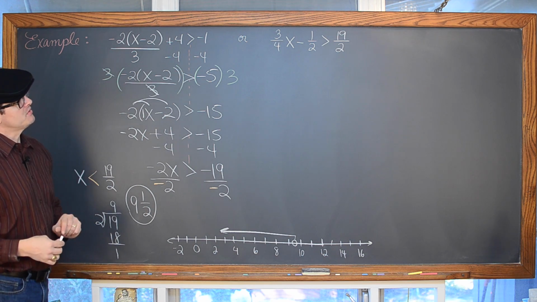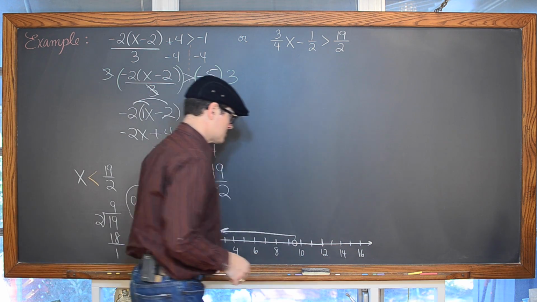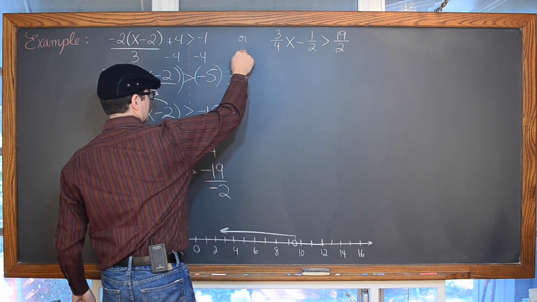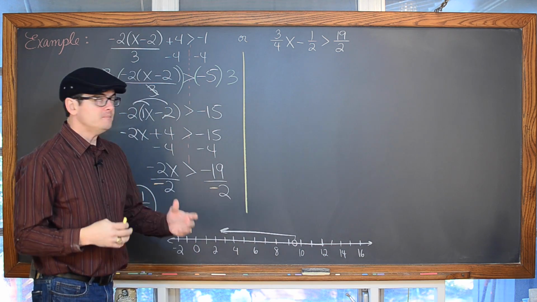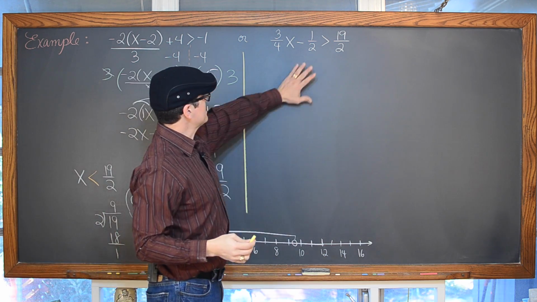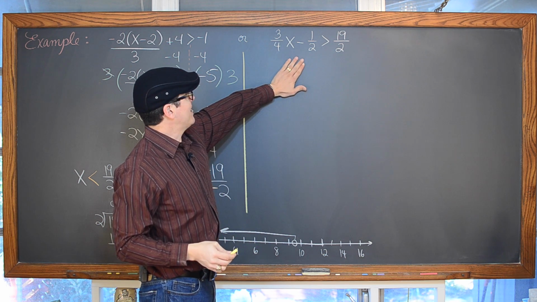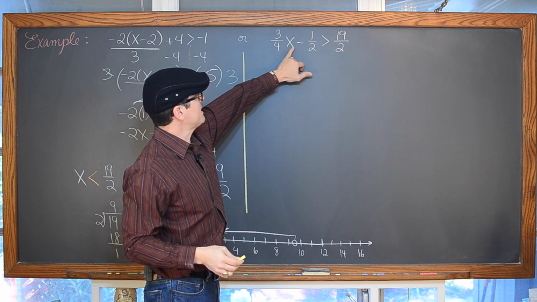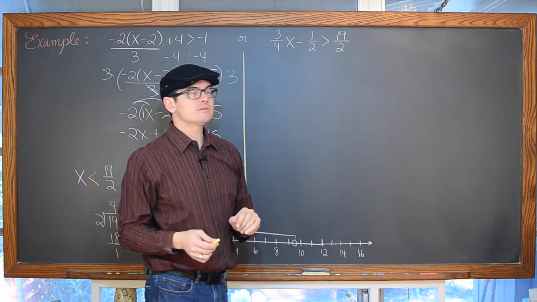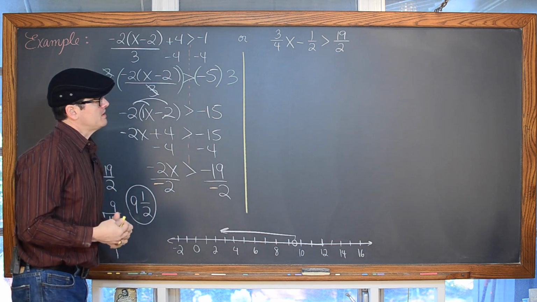Now coming over to this other inequality, and let's do that in yellow. Hopefully it shows up enough in the camera. Now we have 3/4 x minus 1/2 is greater than 19 over 2.